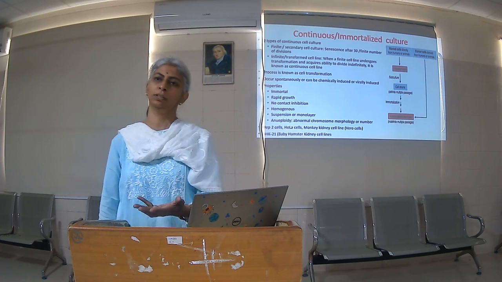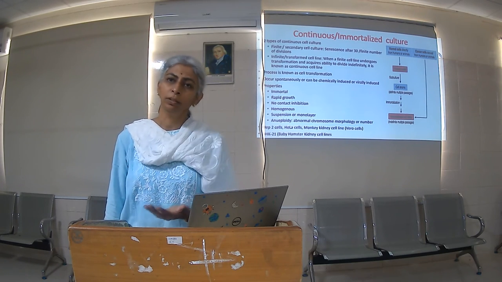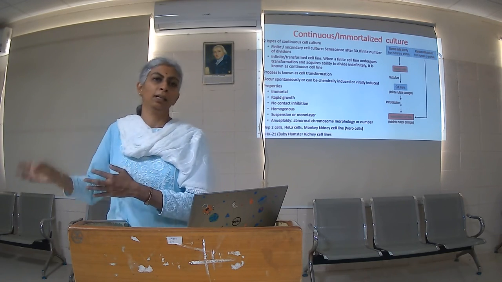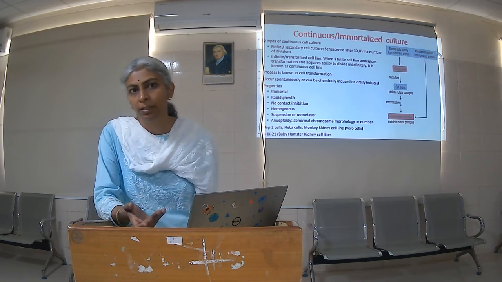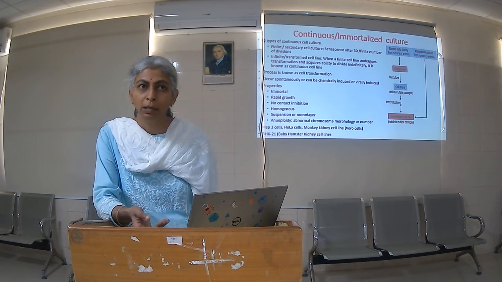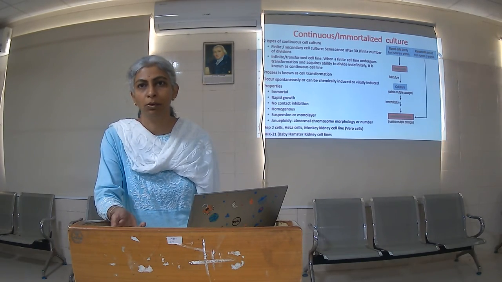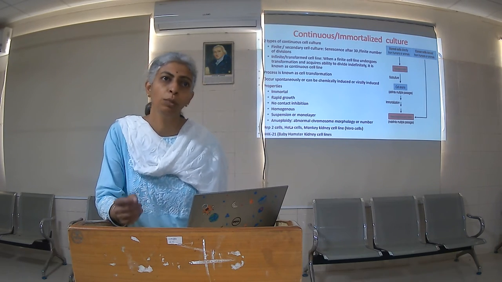Oncoviruses are viruses which cause cancer, right? So polyoma virus, all these types of viruses were initially used, and the cells that transformed were selected. Today we can even be very targeted in designing cell lines because we have targeted mutagenesis. You have site-targeted mutagenesis, so you can actually choose how you want to immortalize your cell line.